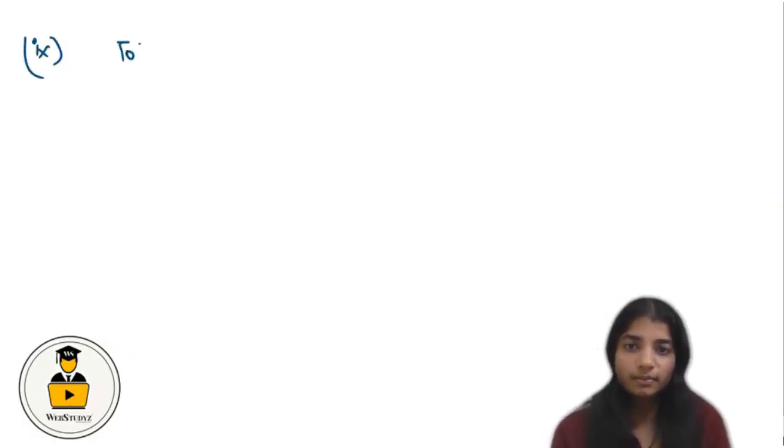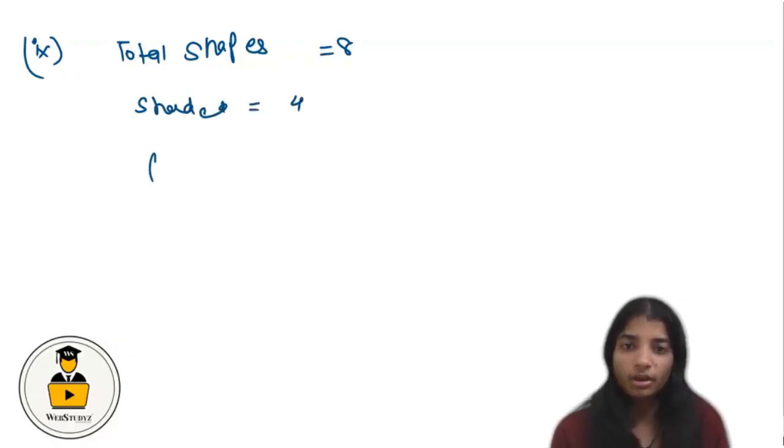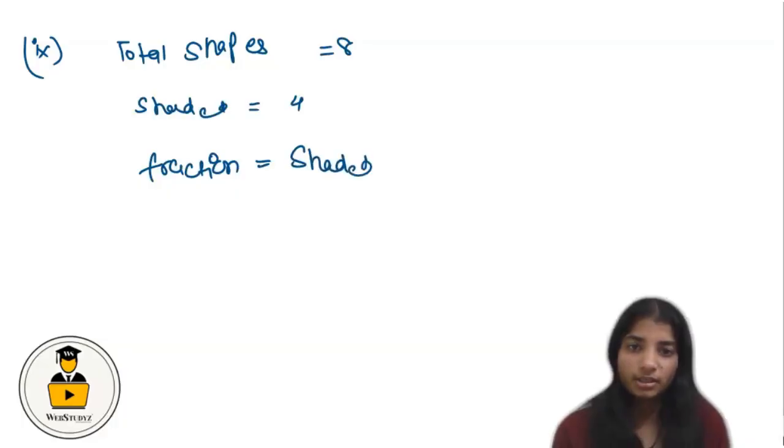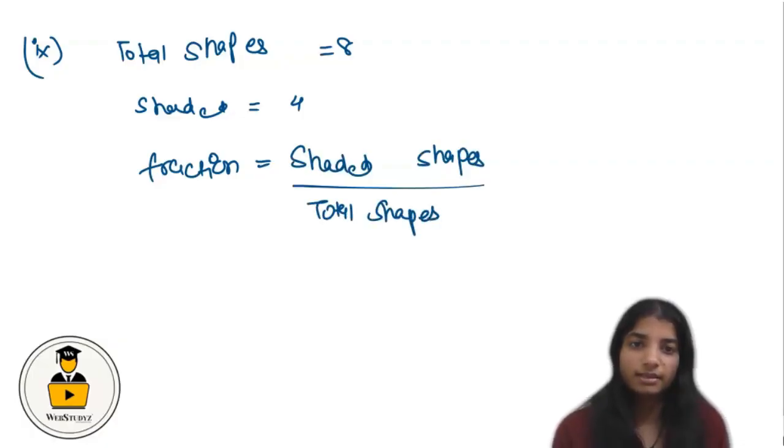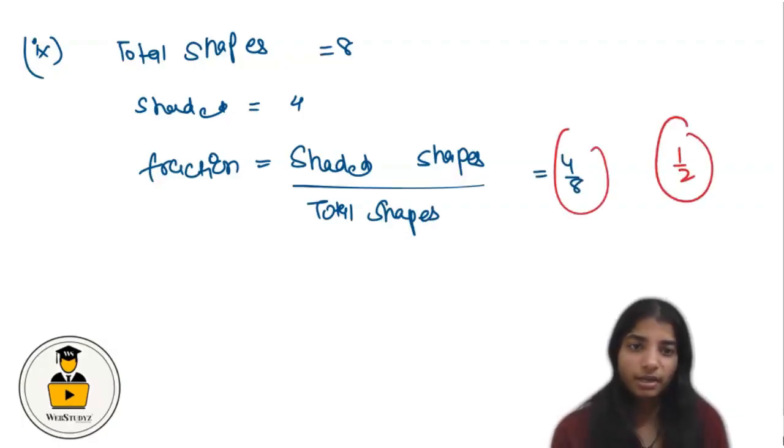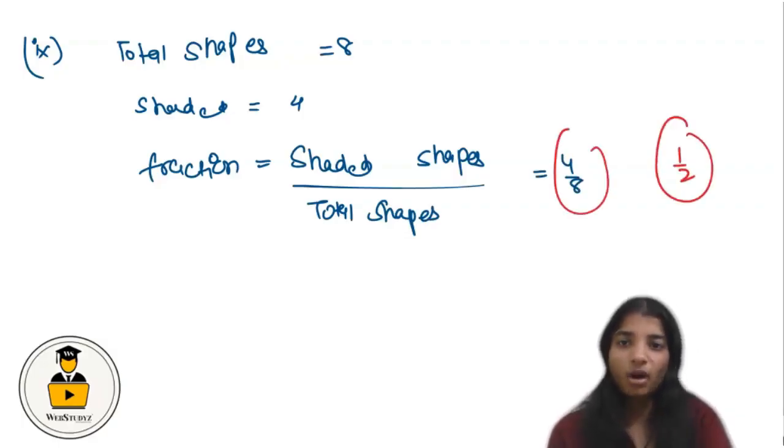So from here we can say that in part 9, total shapes is equal to 8, out of which shaded shape is equal to 4. So fraction is equal to shaded shapes divided by the total shapes. That is equal to 4 divided by 8. We can also write this as 1 divided by 2. So this is the answer to part 9 of this question.